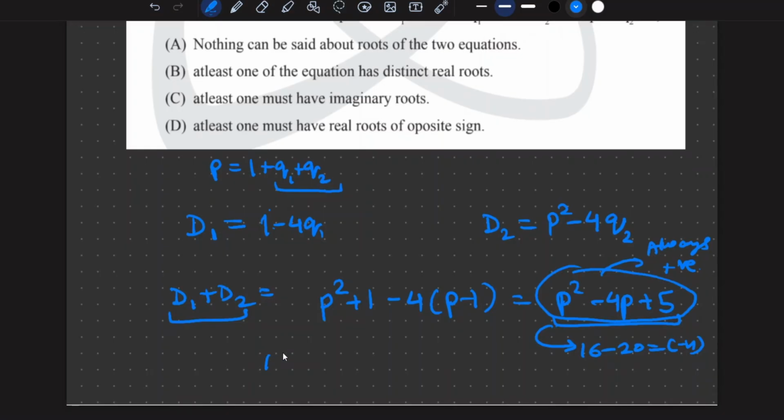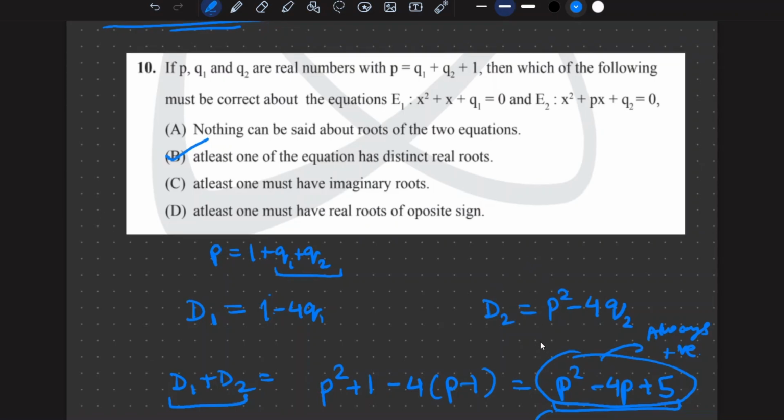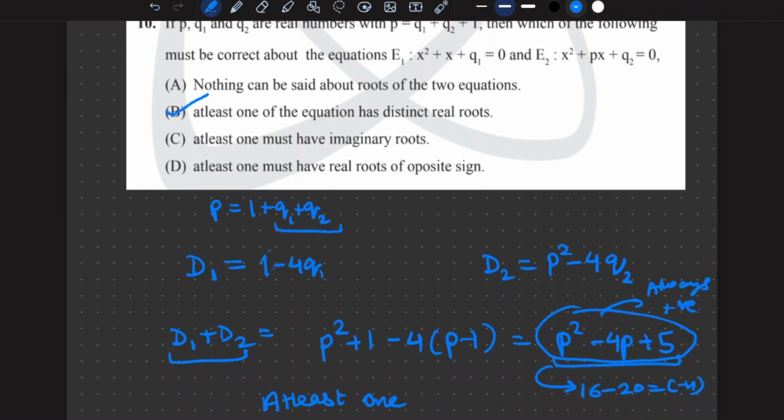Okay, so consider this case that even if one is negative, the other has to be positive in order to yield a positive result, right? So at least one of the equations needs to be having a positive discriminant. So at least one of the equations has distinct real roots. Okay, so option B is correct. This was kind of an easy question, but you needed to know this manipulation that you need to add the discriminants there. Let us move on to the next question.